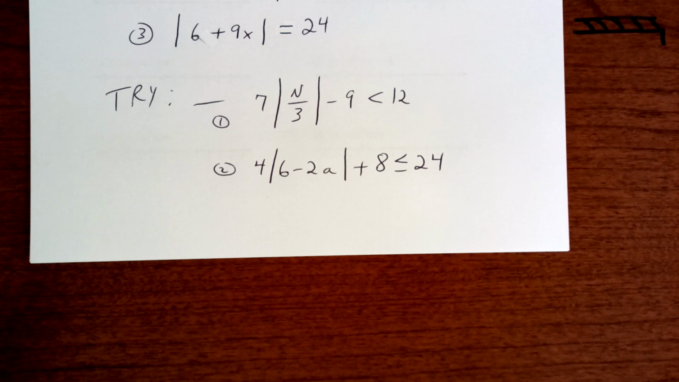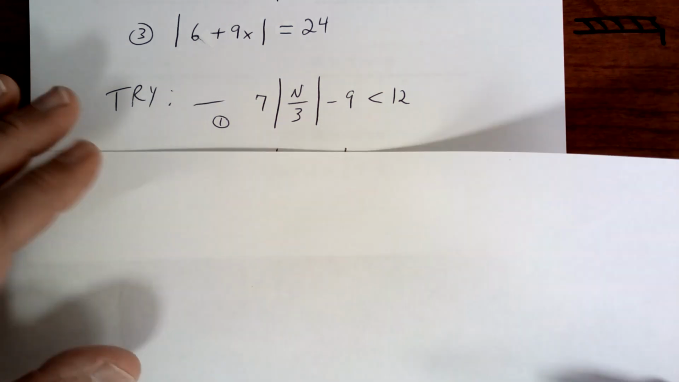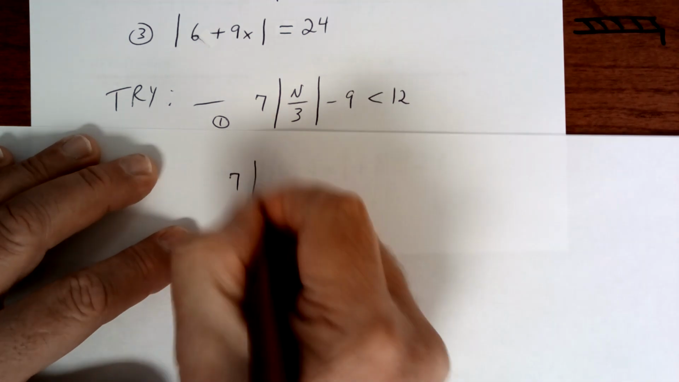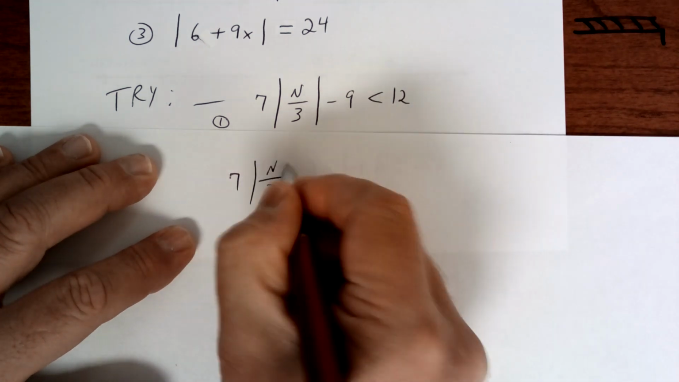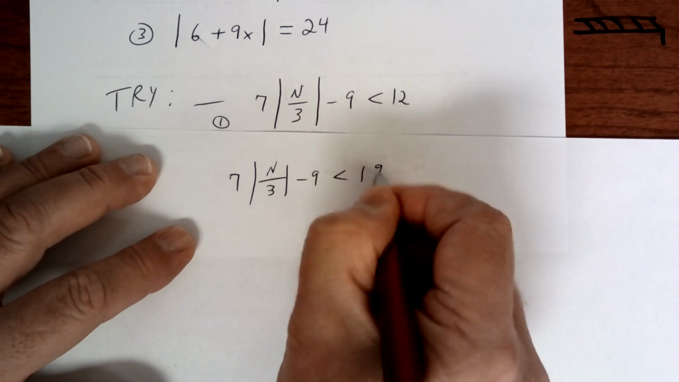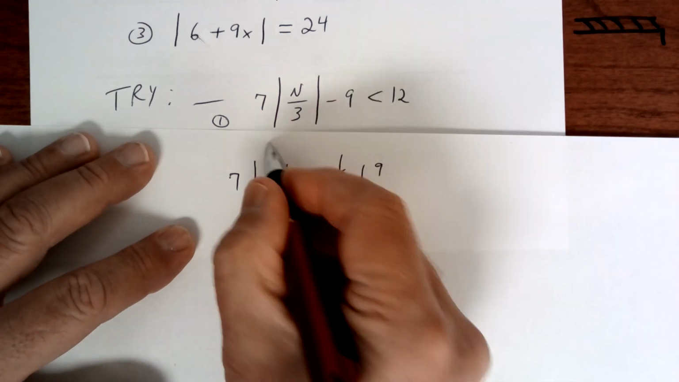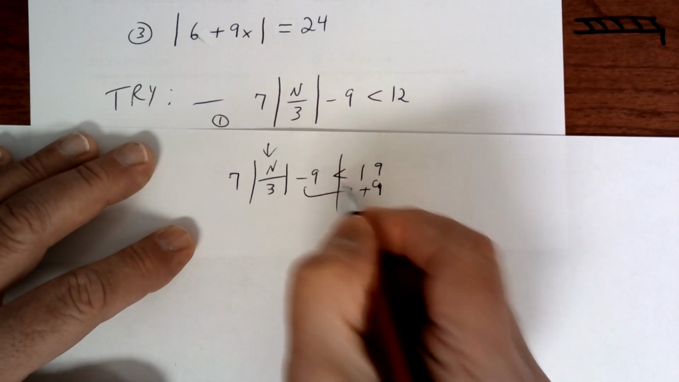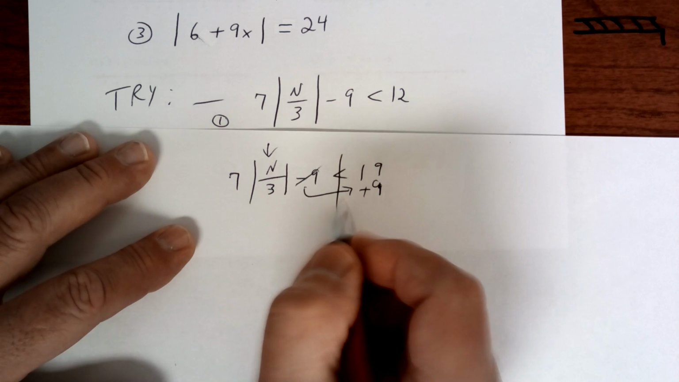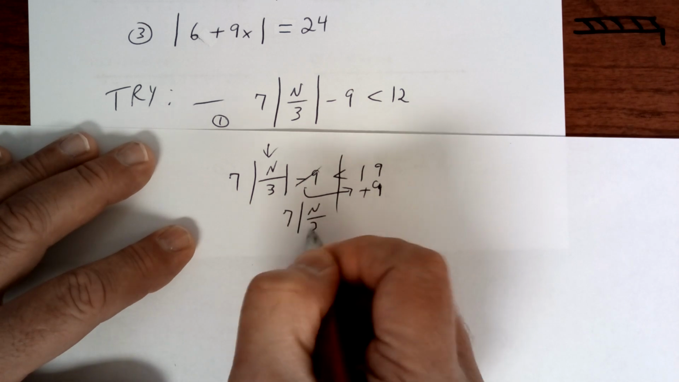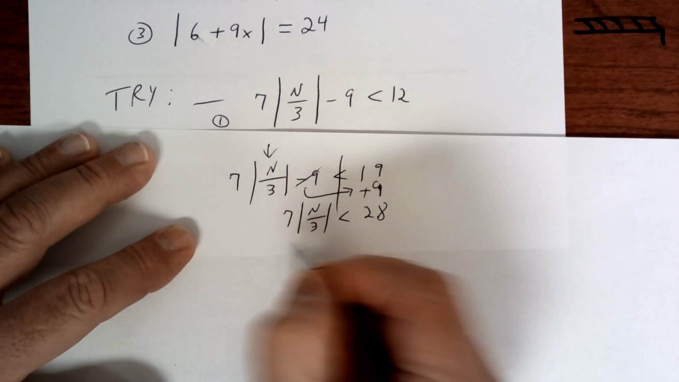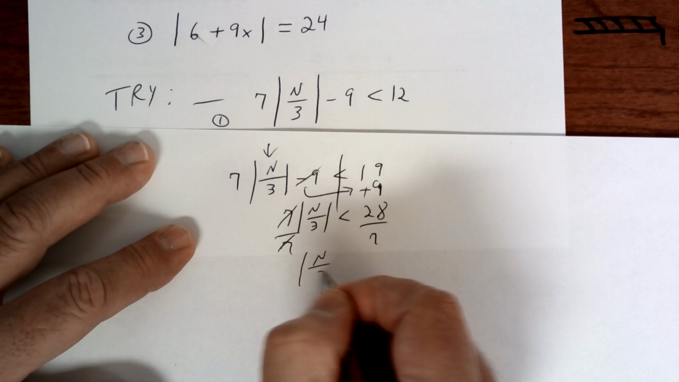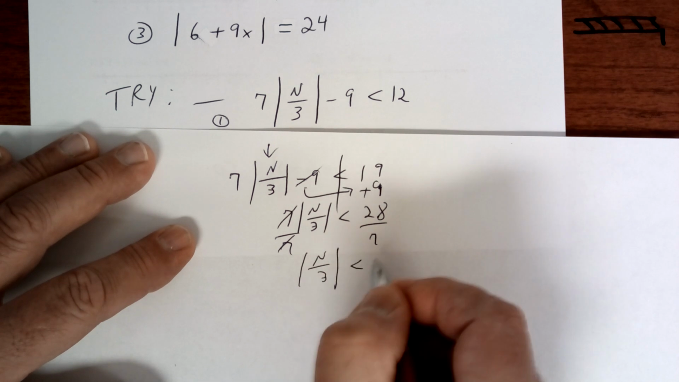Okay, so to do these two, this one points towards it. So first thing you got to do is get the absolute value by itself. So you're going to add 9 and get 28. Then you're going to divide by 7, and I guess that's going to be 4. Okay?